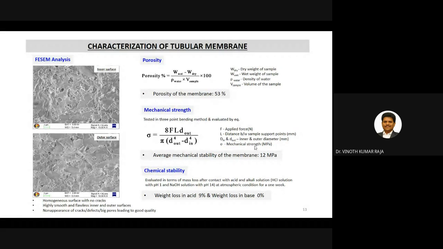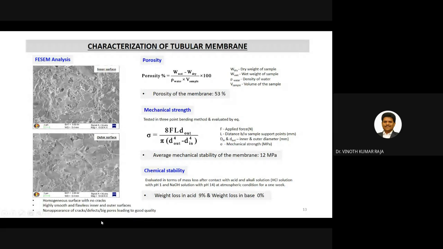So the average mechanical strength of the membrane was evaluated as 12 megapascal. We have also compared this value with membranes of alternative materials. The mechanical strength is very high. For example, pyrophyllite membranes provide 5 megapascal mechanical strength. We have also measured the chemical stability.